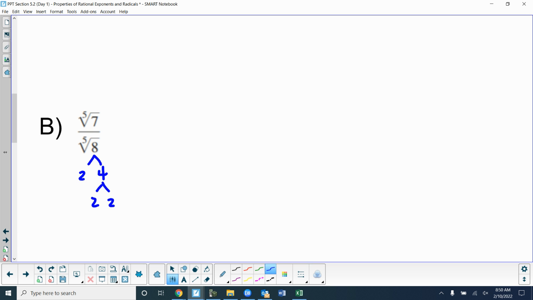So I see how many 2's? 3. How many do I want? 5. So how many more do I need? 2. You with me on that? Okay. So I did a factor tree to see how many of a certain number's in here. We see there's 3 2's. Since it's the 5th root, I need a total of 5 for that radical to go away. So I got to multiply the top and the bottom by 2 more, which is, if you want to write 4, you can.